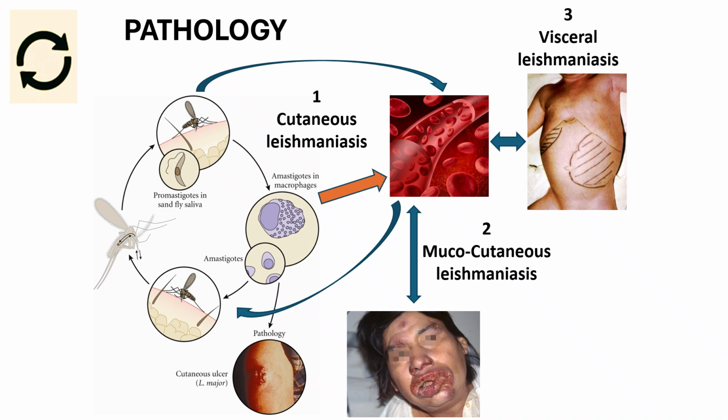In cutaneous disease, this leads to localized skin lesions. In mucocutaneous leishmaniasis, infected cells spread to mucosal tissues, causing progressive tissue destruction. In visceral leishmaniasis, amastigotes disseminate through the bloodstream and accumulate in organs rich in macrophages, such as the spleen, liver, and bone marrow. During a blood meal, sandflies ingest circulating or tissue-associated infected cells, allowing amastigotes to enter the insect and continue the life cycle.